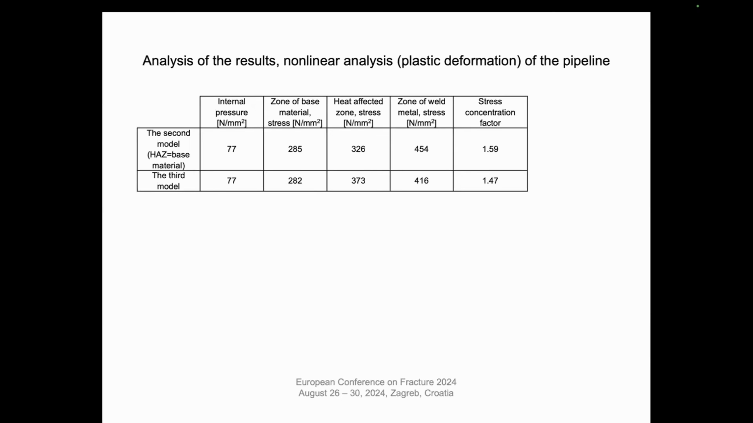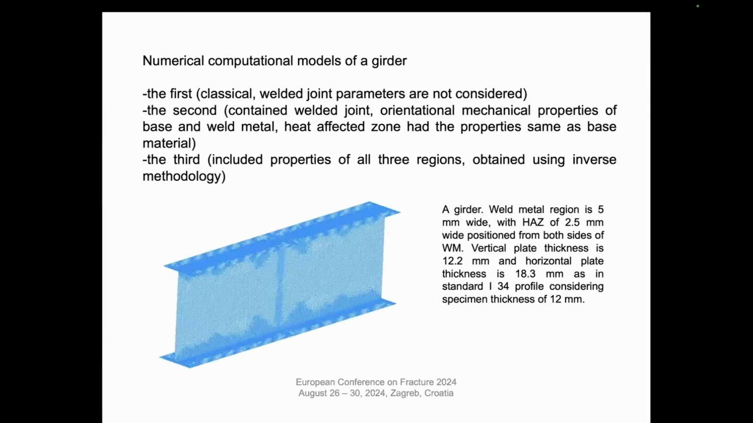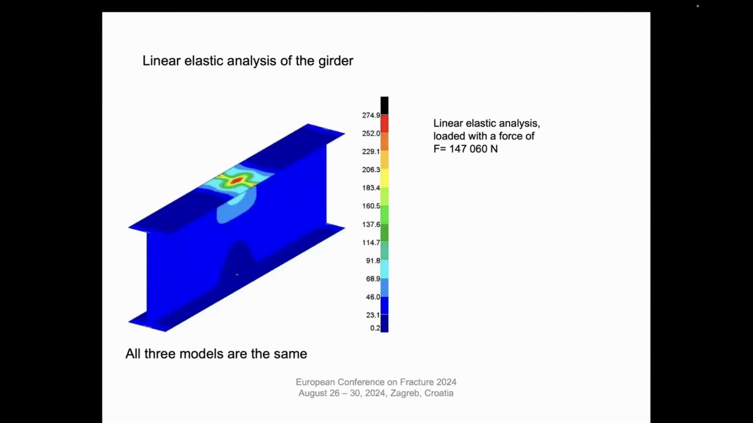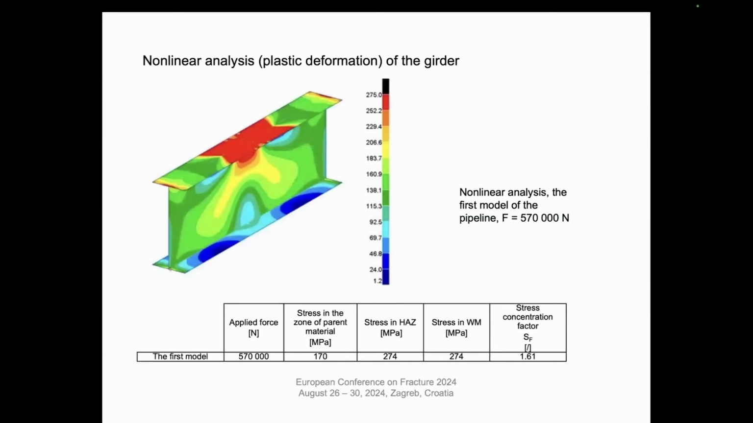So this was the first analysis. The second one included this girder. It is practically a high profile. You have a vertical force, and those lines are clamped as in a part of a real structure. Here are the results for a force that still causes stresses in the elastic domain, and again all three models are the same. But when you apply a higher force that causes plastic deformation, the situation is completely different.